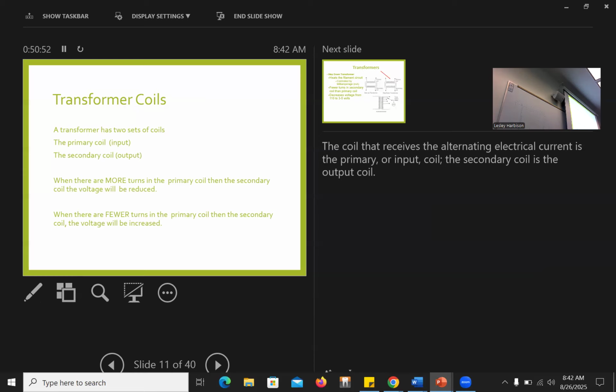We just know that the voltage is going to be reduced, because this is our input and this is our output, and there are fewer coils, so it's reducing the voltage. So what would you call this? Step up or step down?